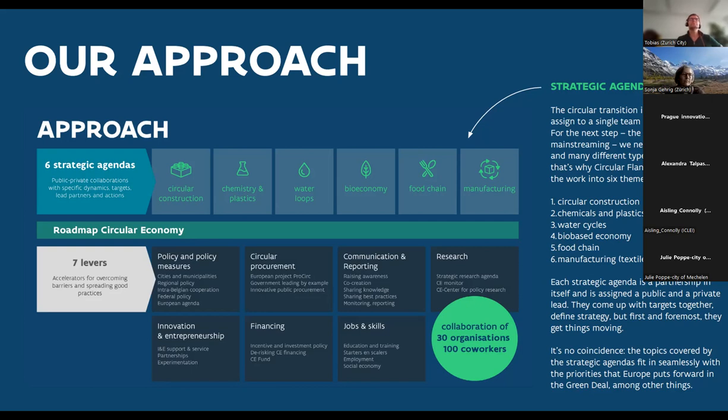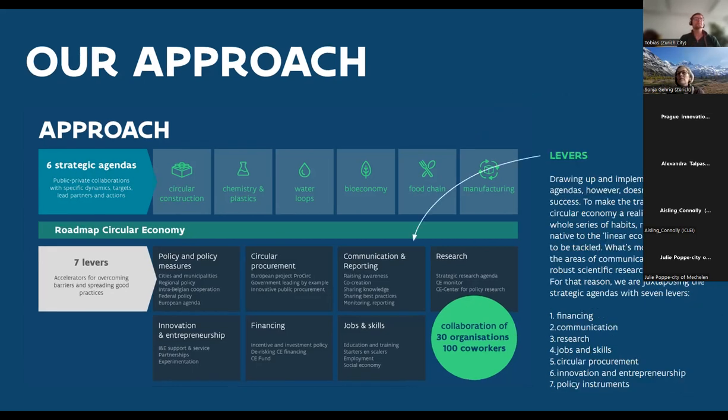And we have, and there we go to the next slide. We have seven levers, accelerators for overcoming barriers and spreading good practices. These strategic agendas have to be supported by seven cross-cutting levers that are able to accelerate the transition to overcome the barriers that we all experience.